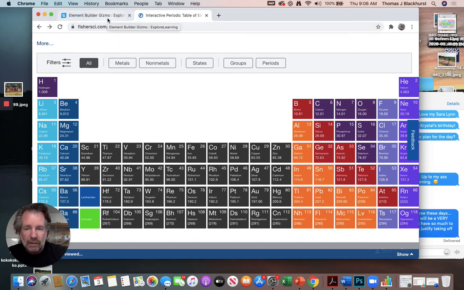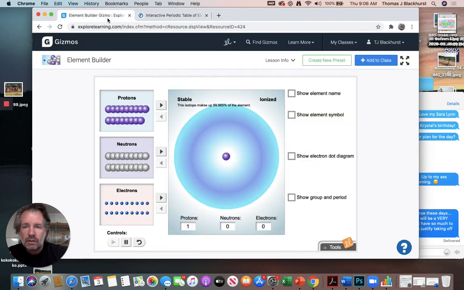Anyways, all the elements that we have, all the elements that exist, can be created using this. Now, I recommend that you guys turn this on to show the element name, show the element symbol, and also show the notation. Okay? And so we'll kind of talk about what this notation means.